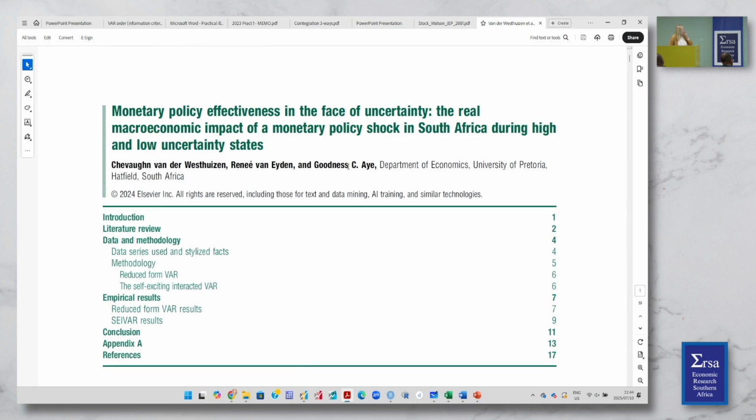So this paper, to investigate the uncertainty, we looked at uncertainty in the stock market, uncertainty in the currency market, uncertainty in the goods market, and global uncertainty. And if we bring that into the VAR, we wanted to see, is it now too hot?